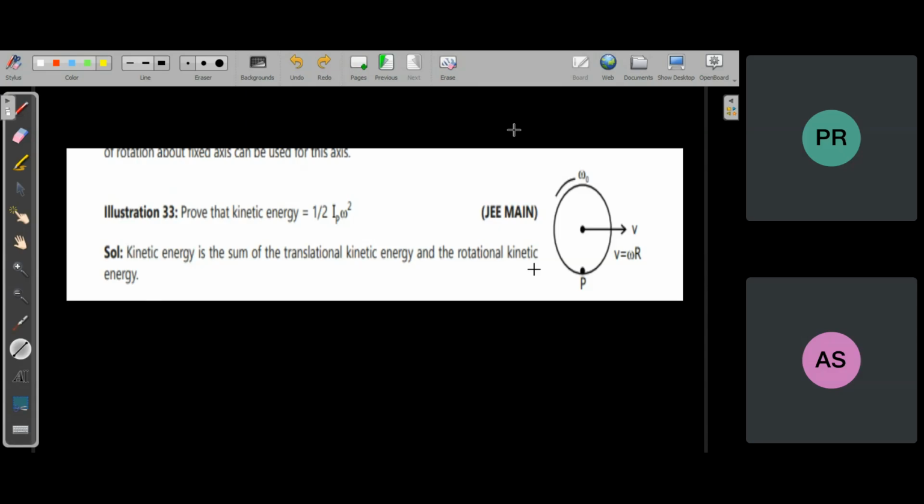So then this question is missing some part, like the shape of the body? No, nothing is missing. It is perfect. Basically, what you should do is that kinetic energy is equal to half mv square plus half I omega square.